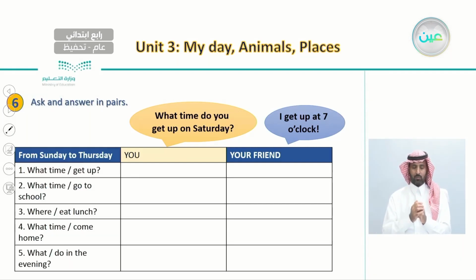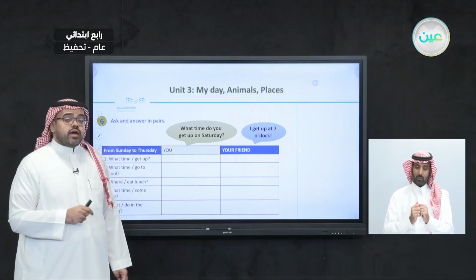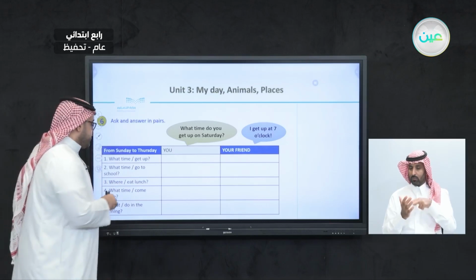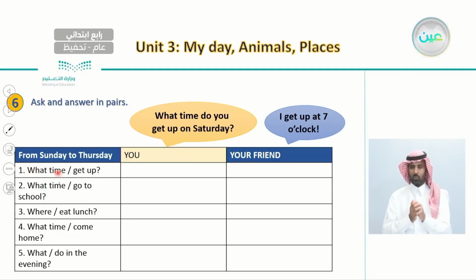So here we have this table and we have questions about different activities, and here we have the answers about you, and also here we have the answers about your friend. So here we have the activities. Let's read them first. The first activity we have is what time you get up. And number 2, what time you go to school. And number 3, where you eat lunch. And number 4, what time you come home. And number 5, what you do in the evening. So here we have these different activities.